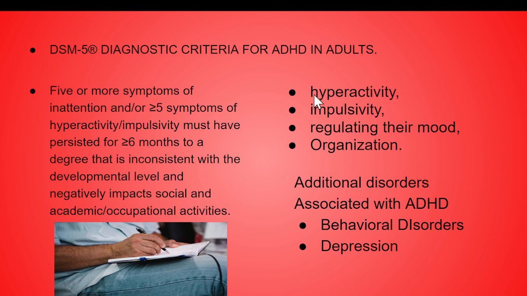How is ADHD diagnosed? So, according to the DSM-5, an ADHD child must exhibit 5 or more symptoms of inattention and/or 5 or more symptoms of hyperactivity and impulsivity that must have persisted for more than 6 months to a degree that is inconsistent with the developmental level and negatively impacts their academic or occupational activities. These symptoms include hyperactivity, impulsivity, regulating their mood, and organizational skills. Additional disorders that are kind of associated with patients of ADHD are other behavioral disorders and depression. Often, if you have ADHD, you'll probably exhibit symptoms of depression as well.